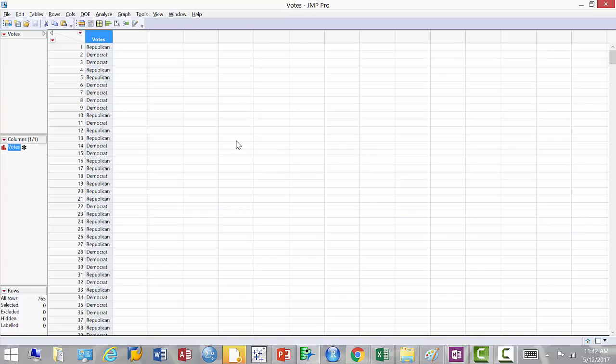All right, first of all, what's my sample size? 765. I have polled 765 people who cast their votes already. And you can see, first of all, what's the data type also? According to the icon next to the vote, it's nominal, right? Nominal data.